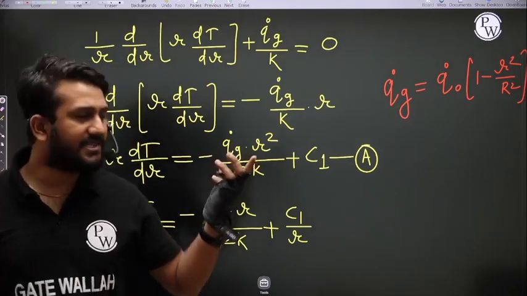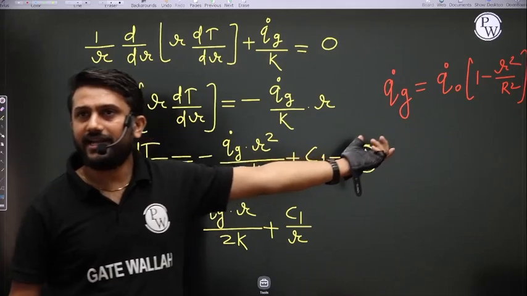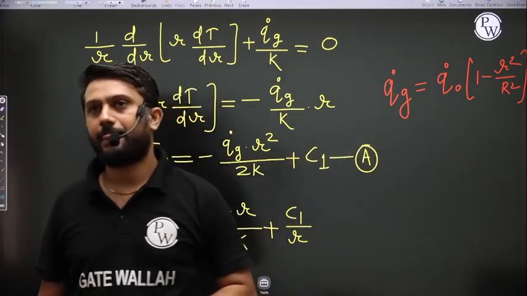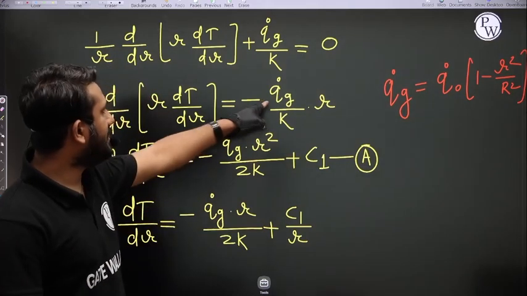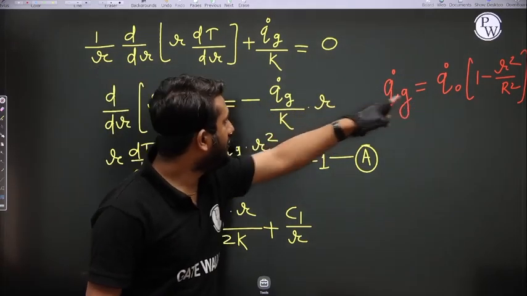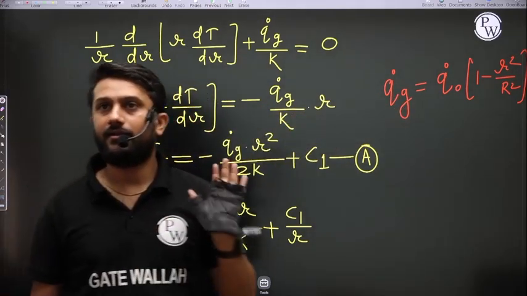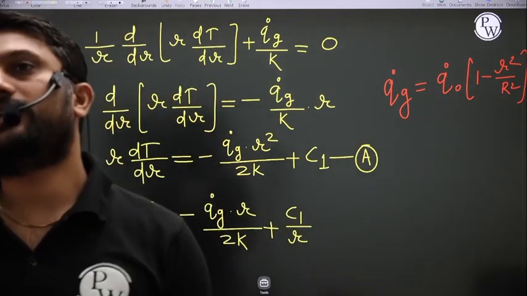That means in this expression, it is clear that the rate of internal heat energy generation, or I can say the volumetric heat generation, is a function of r. So that is non-uniform heat generation. So where do the changes occur? The changes occur here, right? You put this relation here and accordingly perform the mathematical steps. That is the only change.